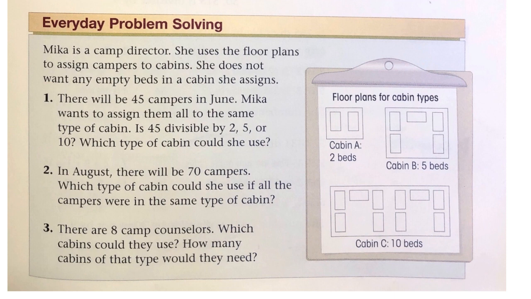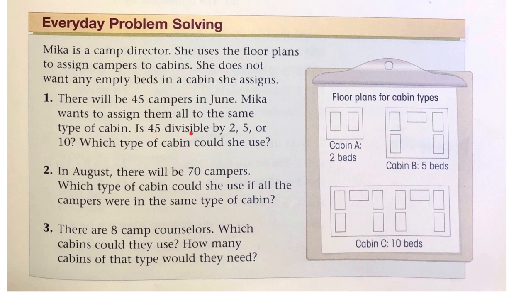We can use this with everyday problems. Micah is a camp director. She uses the floor plans to assign campers to cabins. She does not want any empty beds in a cabin she assigns. There will be 45 campers in June. Micah wants to assign them all to the same type of cabin.